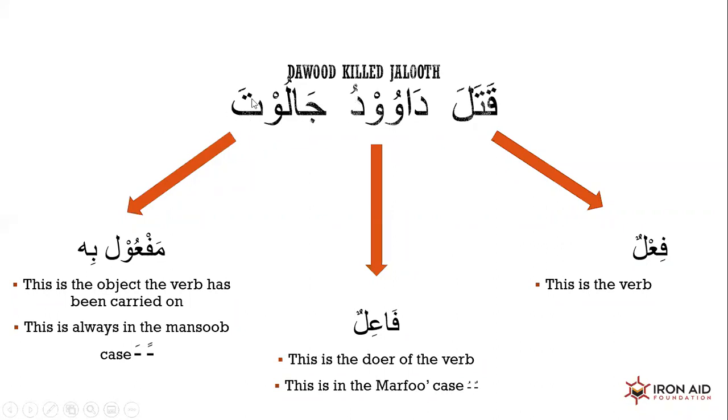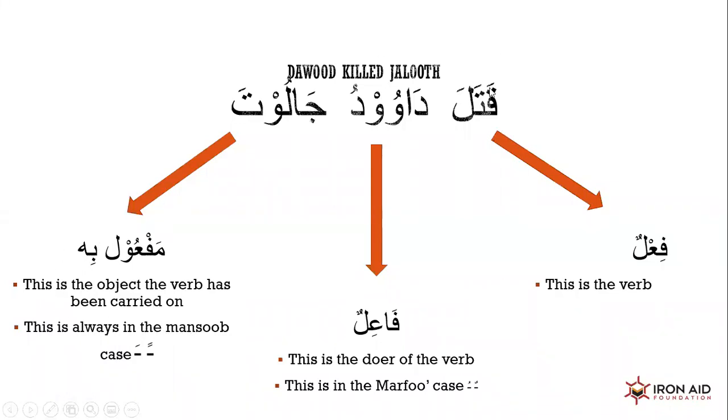So the last thing we mentioned that comes in the sentence is the object, the person to which the verb is done to. So this is Jaluta. Here is the maf'ul bihi, and this is the object the verb has been carried on. And this is always in the mansoob case. The mansoob case is normally denoted by a fatha or a fathatain. So we have a fatha here. Why does it have a fatha? Because it's the maf'ul bihi, and the maf'ul bihi is always in the mansoob case.